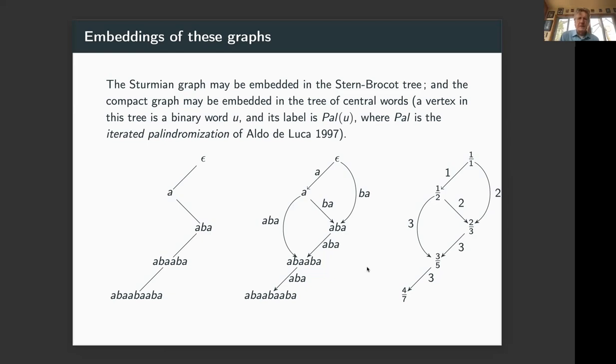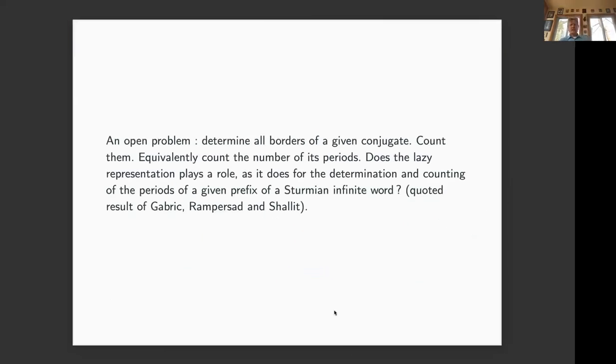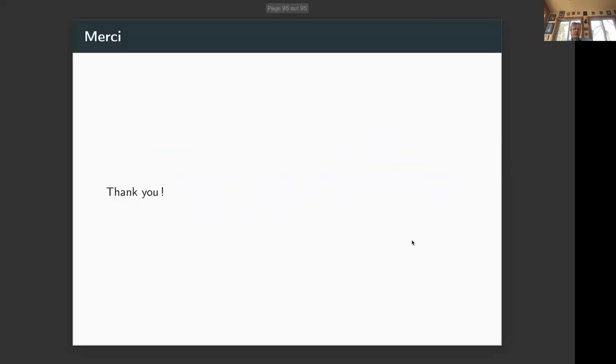And I think it's the end of my talk. Ah, no, not completely. We didn't determine all borders of a given conjugate. We have some conjectures which are a little bit technical, and we would like to count them, or count the number of periods. And we do not know if the lazy representation plays a role there. And there is this nice result of Gabriele, Narad, and Cheffrey, where they can count the number of periods of a prefix of a given Sturmian infinite word. So I have finished here.